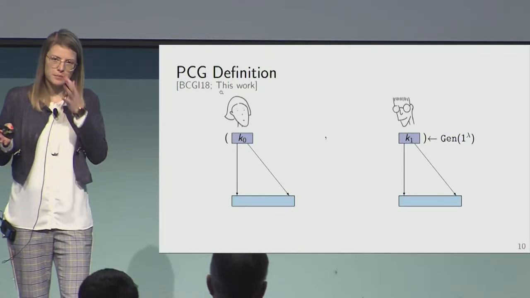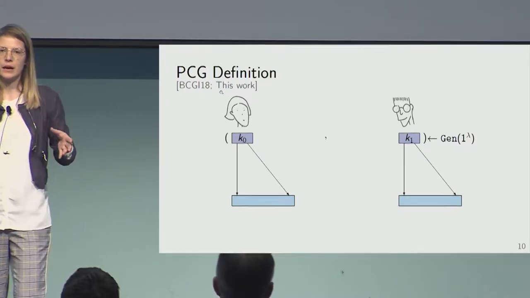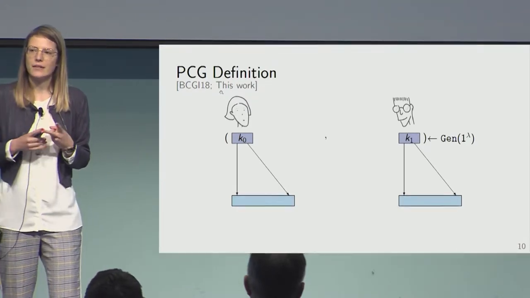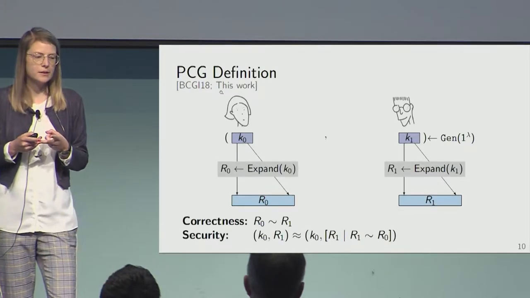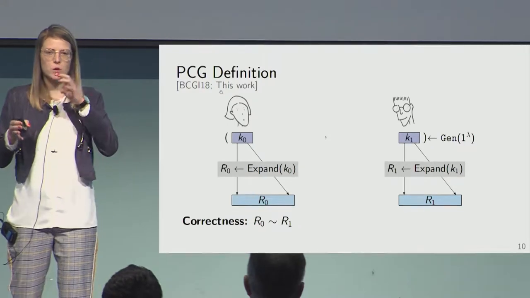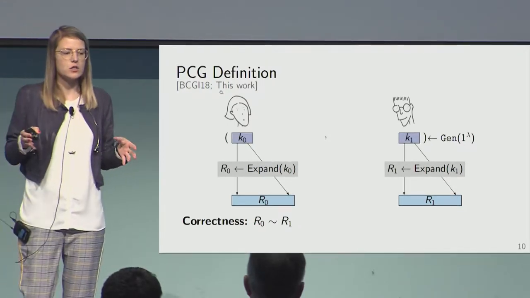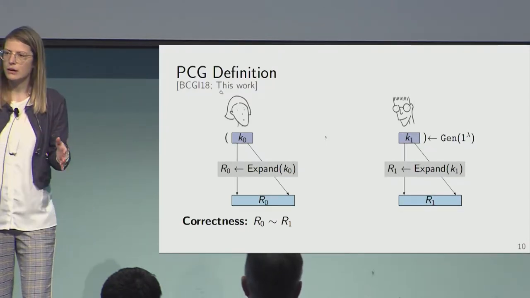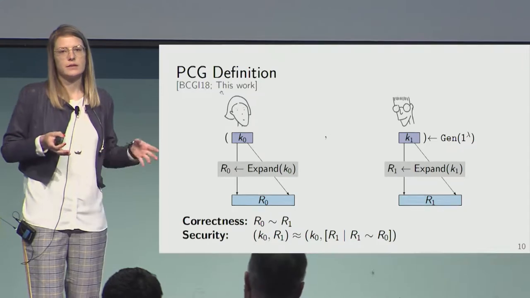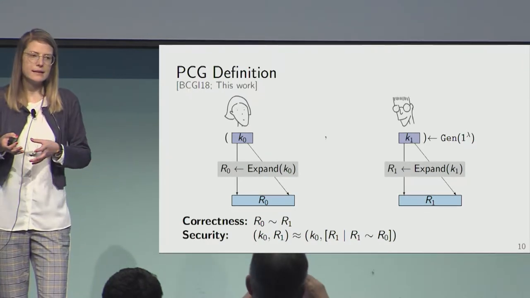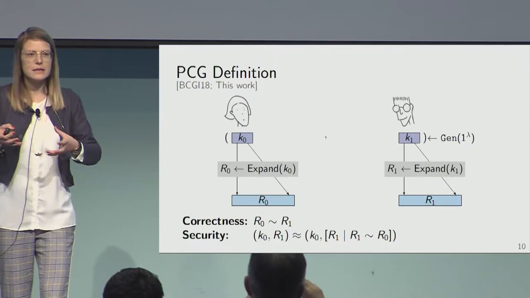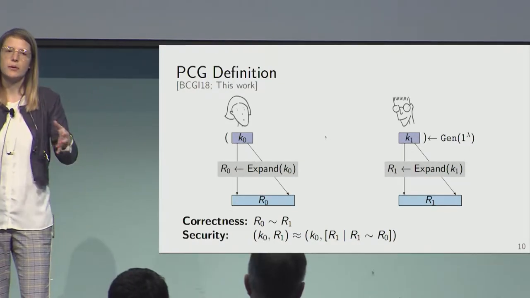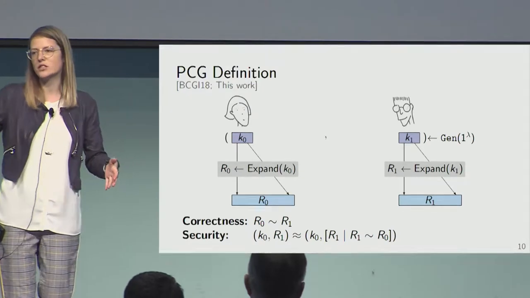So how can you define pseudorandom correlation generators? You have two algorithms. You have a key generation algorithm that generates short correlated seeds, and then you have an expansion algorithm that you can use to locally expand those seeds to long correlated strings. And of course, we want correctness, so we want these two strings to be correlated, for example, to satisfy the OT correlation that we care about in this setting. And we want security. How we define security is to say that either party can learn nothing more from their own seed than what they can trivially derive from knowing that their own long string will be in correlation with the other party's string.